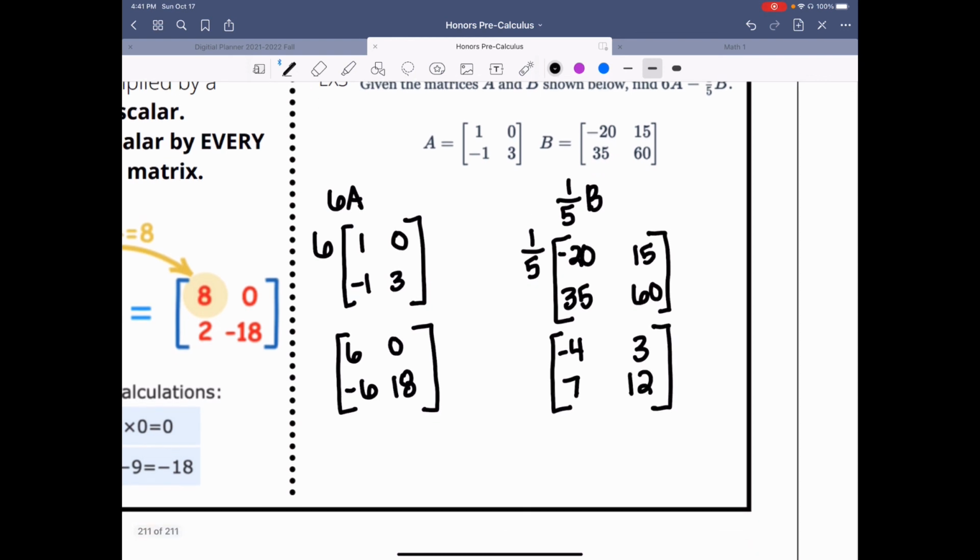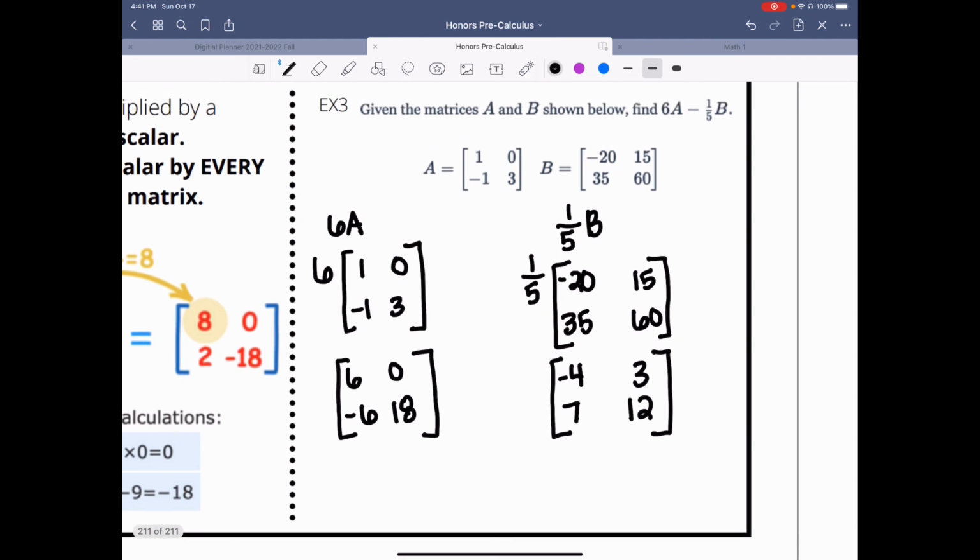Now, at this point, we've got our two matrices, but now we need to subtract the two. So we're going to make a whole new one. And again, this would have to match dimensions, which it does. This is a 2 by 2, and this one is a 2 by 2.